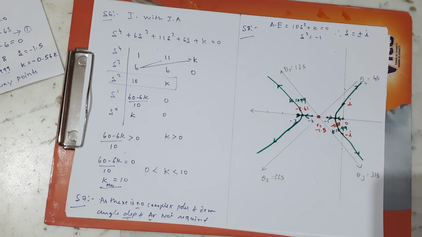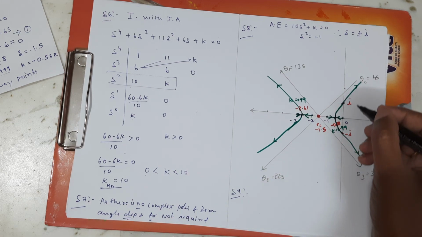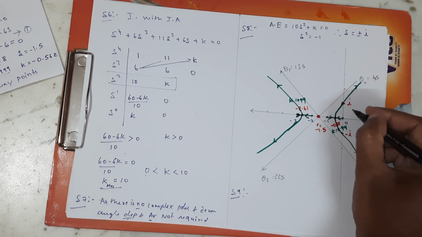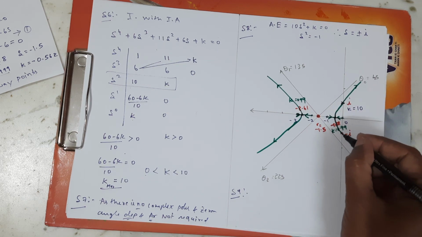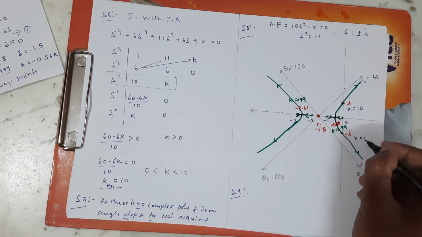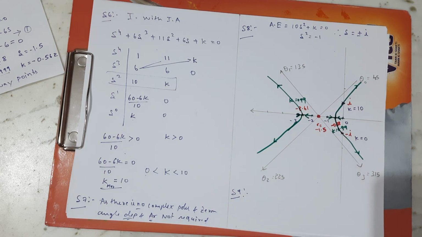Now comes the writing the stability, that is the step number 9. What is the comment on the stability? That is step number 9. So at this point, what is the value of k when it intersects with the root locus? It will be 10. So here also k value is equal to 10 when the root locus intersects the imaginary axis. So what is the comment of stability?